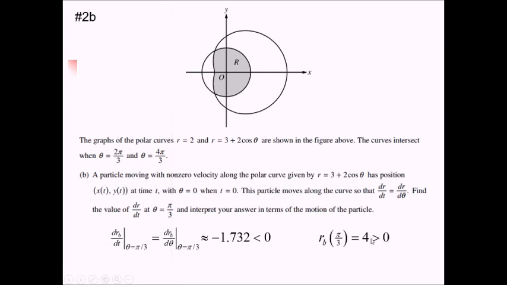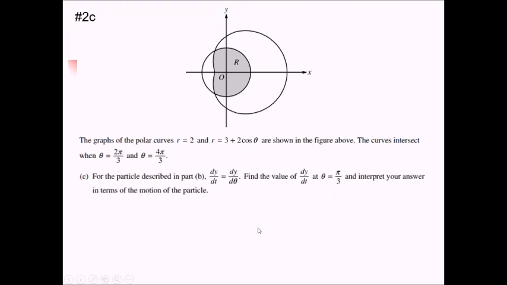So since I have a positive radius with a negative dr over dt or dr over d theta, since these signs do not agree, that means that I'm somewhere out here and I'm moving closer then to the origin. So we would say at time pi over 3, the particle is moving toward the origin.